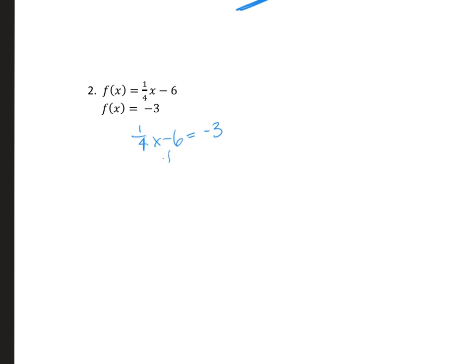Here we go. Add 6 to both sides. Multiply both sides by 4 to undo that fraction. So the input here was 12.